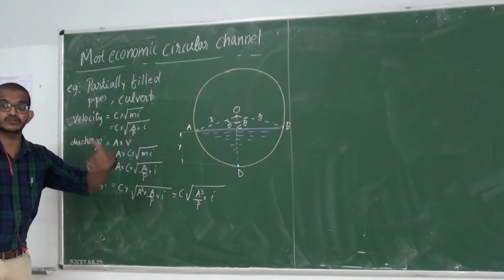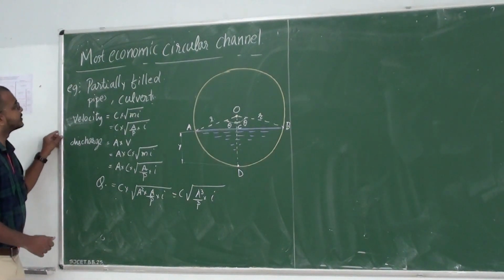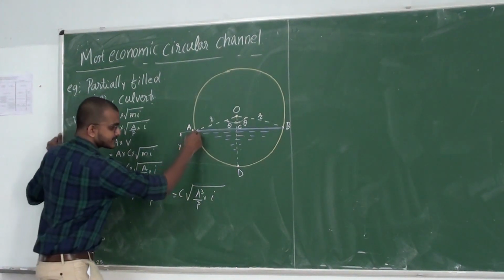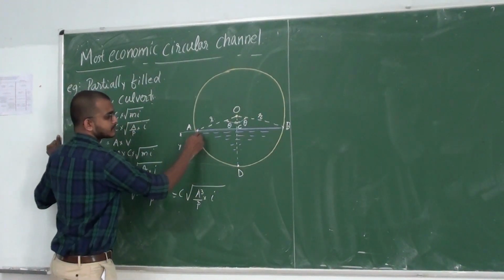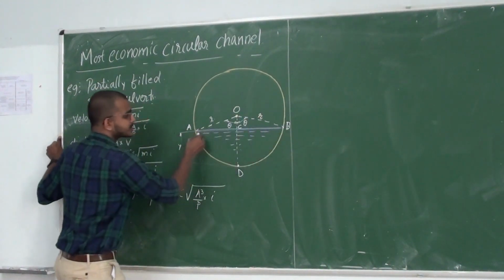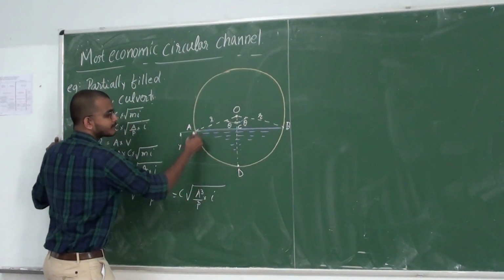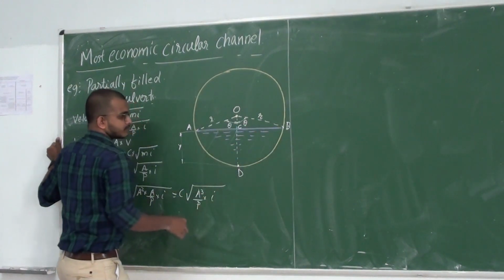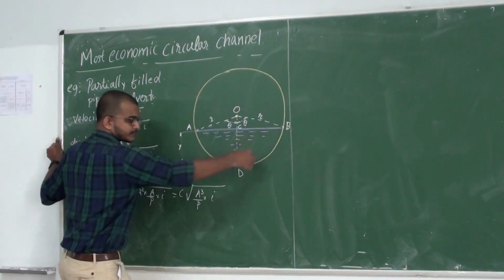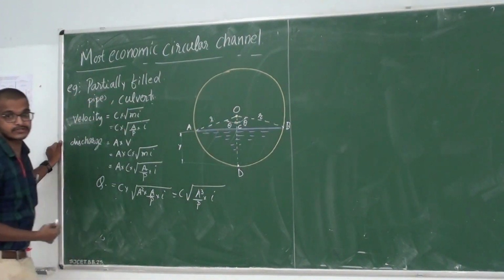The condition of area being constant cannot be applied. I will explain why it is so. When the perimeter, that means the wetted perimeter, changes, this is the free surface of water, the wetted perimeter is ADB, and this is the flow area. So when the wetted perimeter changes, the flow area also changes.